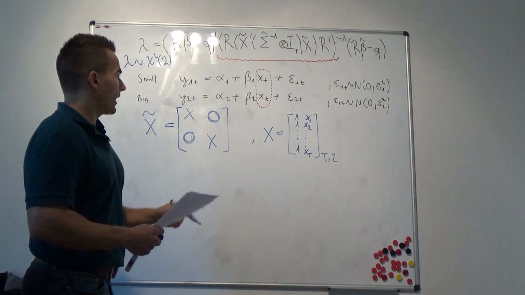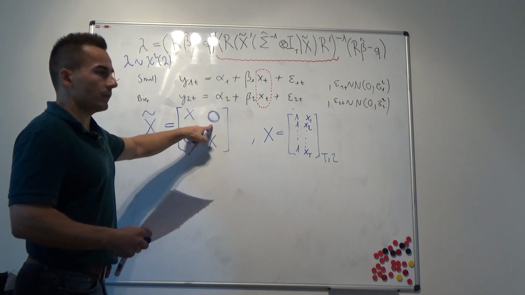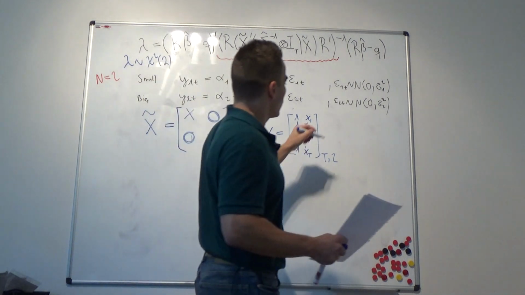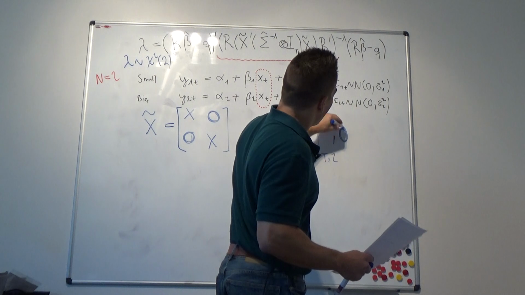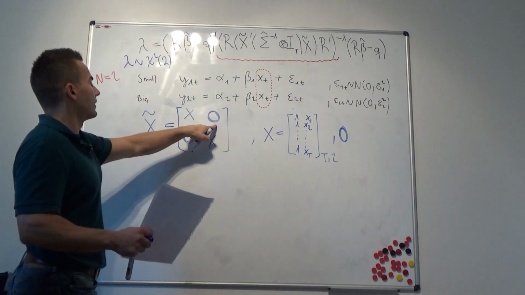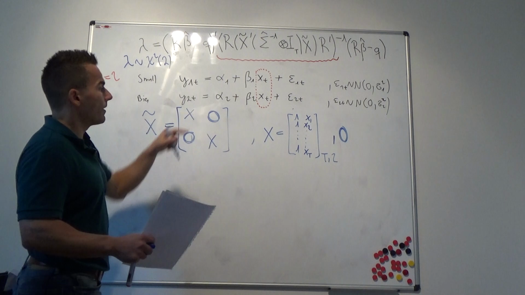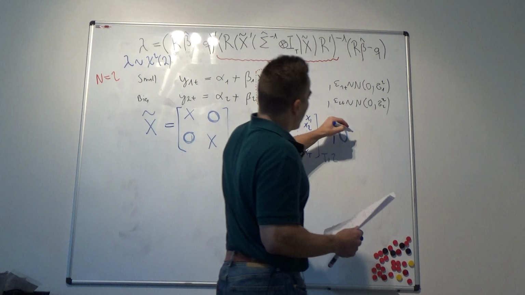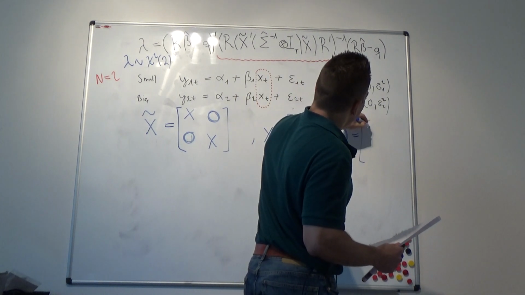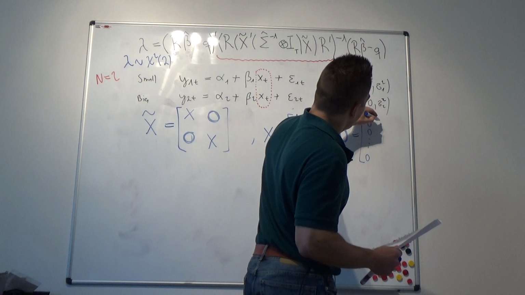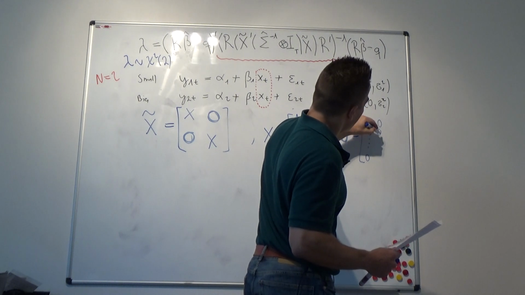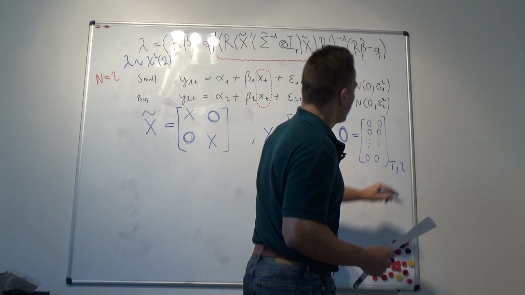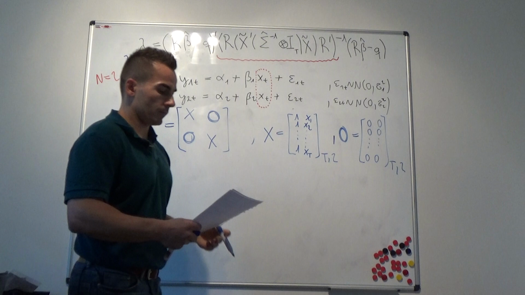And the 0 matrix here has the same dimension. It needs to have the same dimension as our X matrix. So our 0 matrix here, that is below and above the main block, let's say, has consequently zeros. It's a t by 1 vector of zeros in the first column and a t by 1 vector of zeros in the second column. So the dimension is also t by 2.